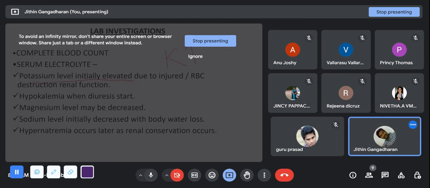Anybody? If potassium is impaired, muscle weakness will be there. No, my question is, in case of burns, why is there an increase in the potassium? Because there is renal dysfunction? No, renal dysfunction is at a later stage. When there are burns, there will be elevation in the potassium. Why?